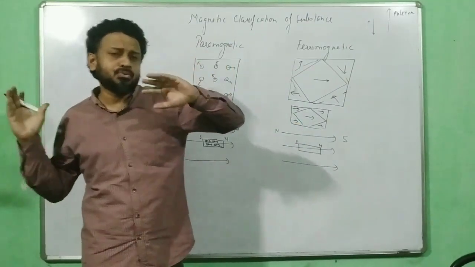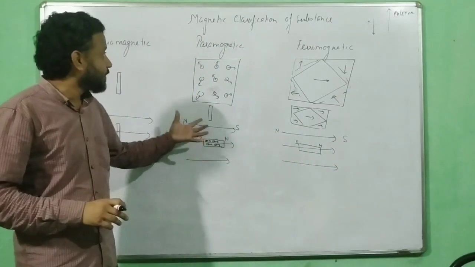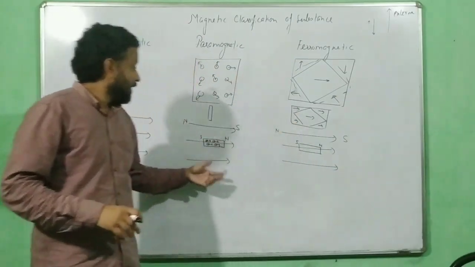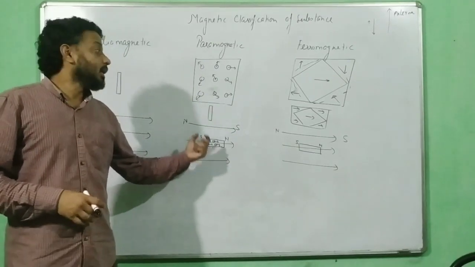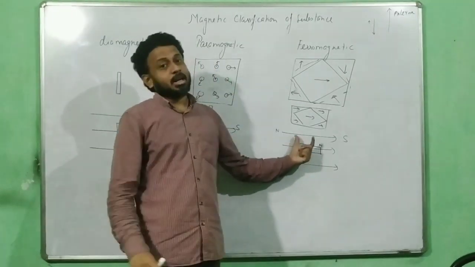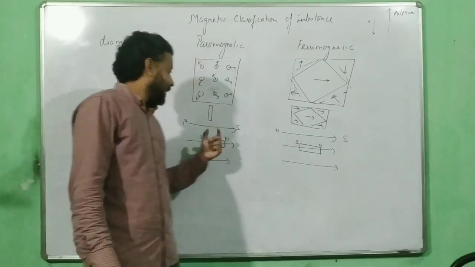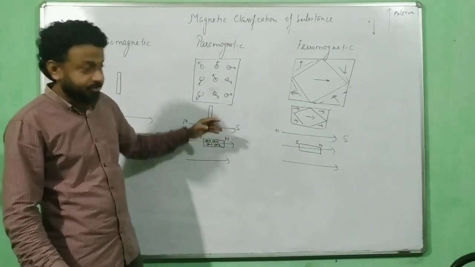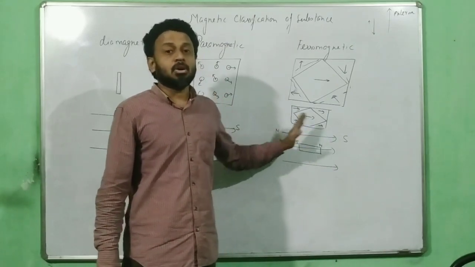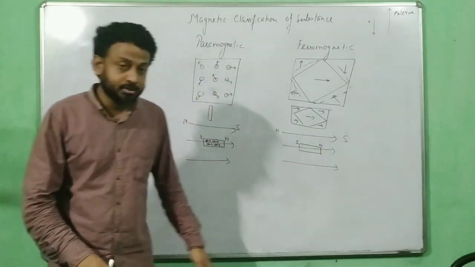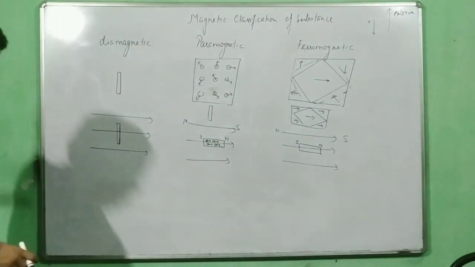They align very fast. So if I state the difference between para and ferro, they get attracted in an external magnetic field. They get strongly attracted in the external magnetic field. They align in the direction of the magnetic field, they quickly align, or rather strongly get aligned in the direction of the magnetic field. Okay.